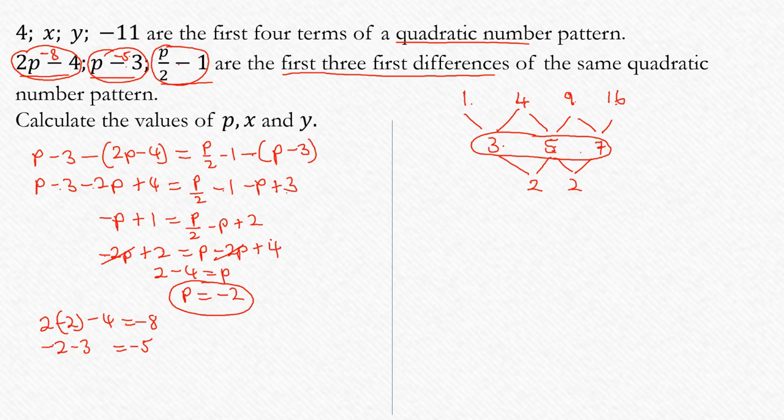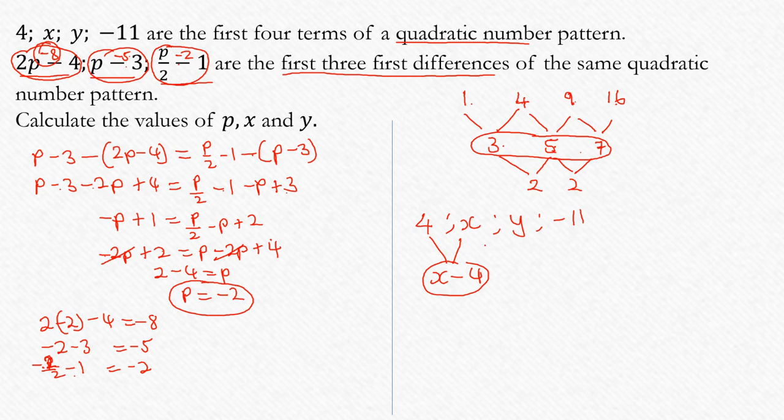And then the last one is going to be negative p over 2 minus 1, which is like negative 1 minus 1, which is negative 2. So this one is negative 2. Okay, so it means now when we have our quadratic sequence, which is 4, x, y, and negative 11, so it means here when you say x minus 4, this x minus 4 is equal to what? It is equal to the negative 8 that we got here.